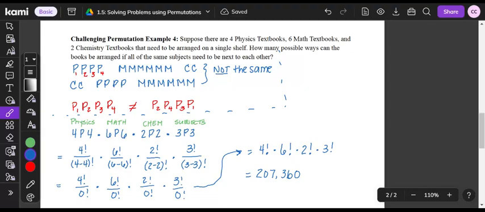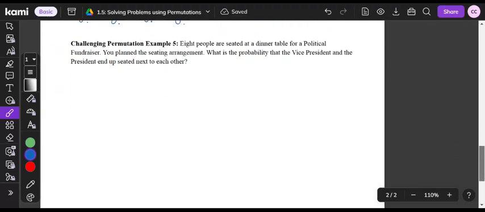Desmos will actually do factorial in the calculator, so you could type all this out if you want. 4 times 3 times 2 times 1 times 6 times 5 times 4 times 3 times 2 times 1 times 2 times 1 times 3 times 2 times 1. Ridiculous, right? Just type this into Desmos and it should tell you 207,360 different ways.